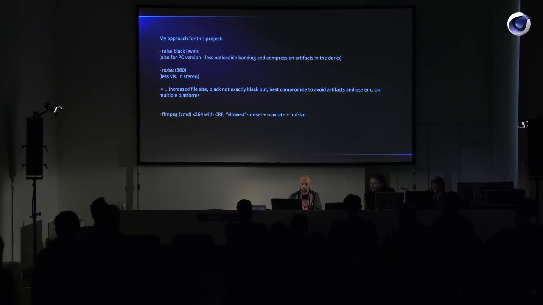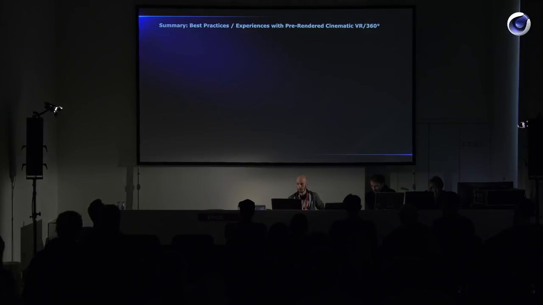So that's the method that I used: FFmpeg with the CRF at the slowest preset, and then specify some values with the max rate and buffer size. If you want to know more about that, you can contact me later. And a nice thing is that the sound can be added later with FFmpeg without re-encoding the video.